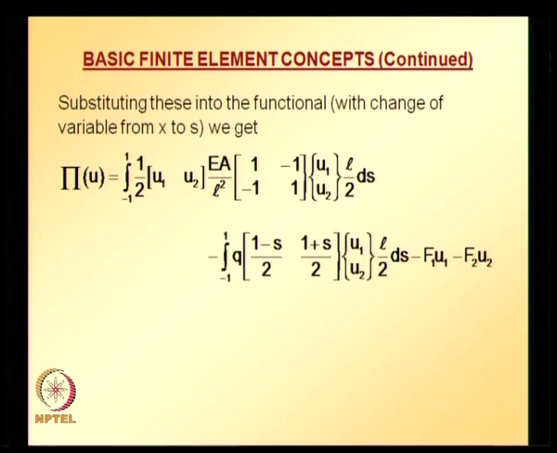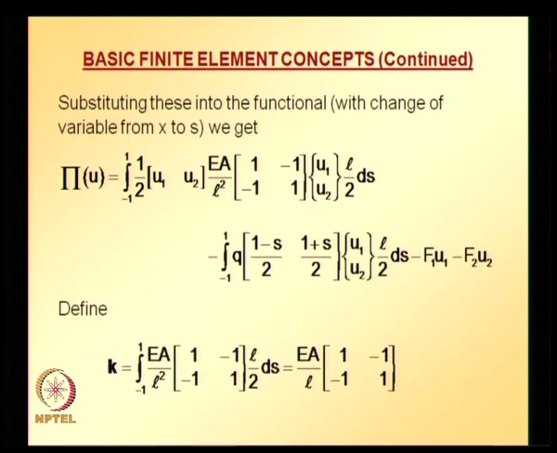And now you have u prime square, so you substitute u prime square, and also you can substitute what u is, u is N transpose d. Finally, the given functional can be written in terms of the finite element approximation in this manner, which you can further simplify. So the first integral term can be rewritten in this manner.